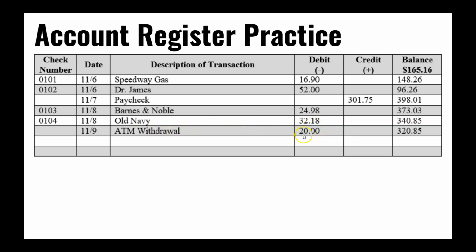And my ATM withdrawal also, because it's a withdrawal, taking money out goes in the debit column. And so I would subtract each of these amounts from the previous total. So $24.98 was subtracted from my previous total, and then the Old Navy went from my previous total, and the ATM withdrawal went from my previous total. So now my running balance says I have $320.85 available in my account to spend.